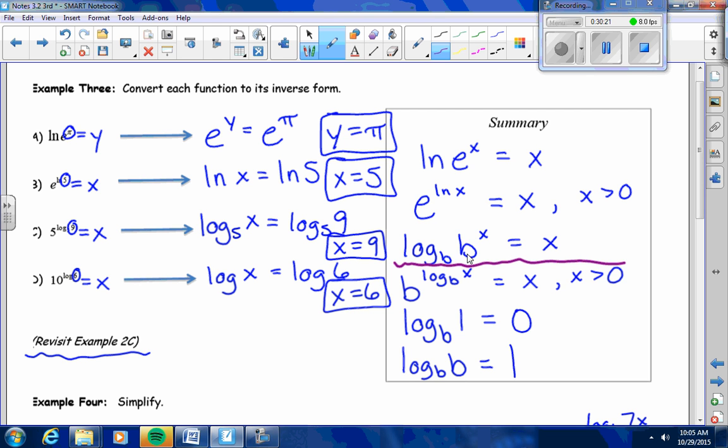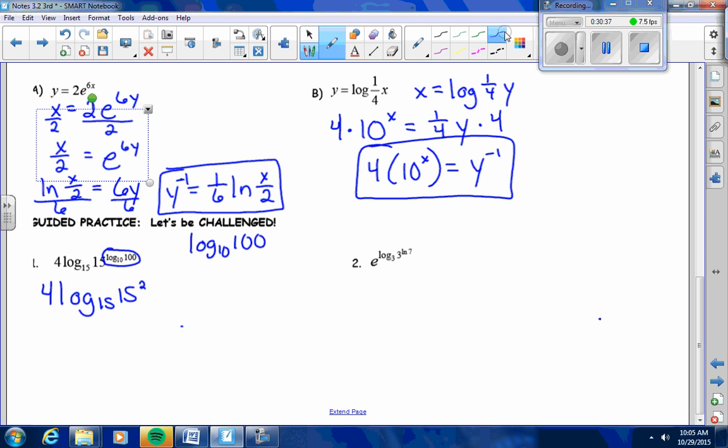Log base b of b to the x equals what? X. So if you have log base 15 of 15 squared, then that whole thing will equal what? 2. So all of that right there equals 2. And what do you have out front? And what is 4 times 2? 8. Okay. Now go back and try number 2 again.